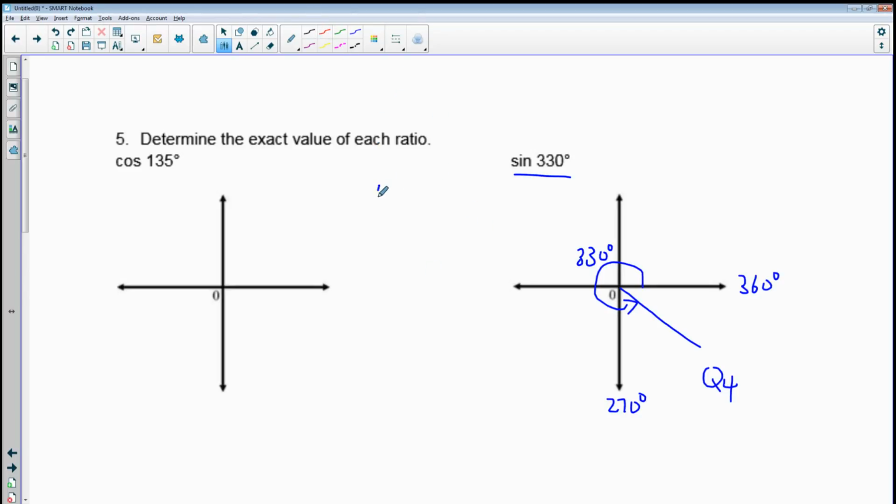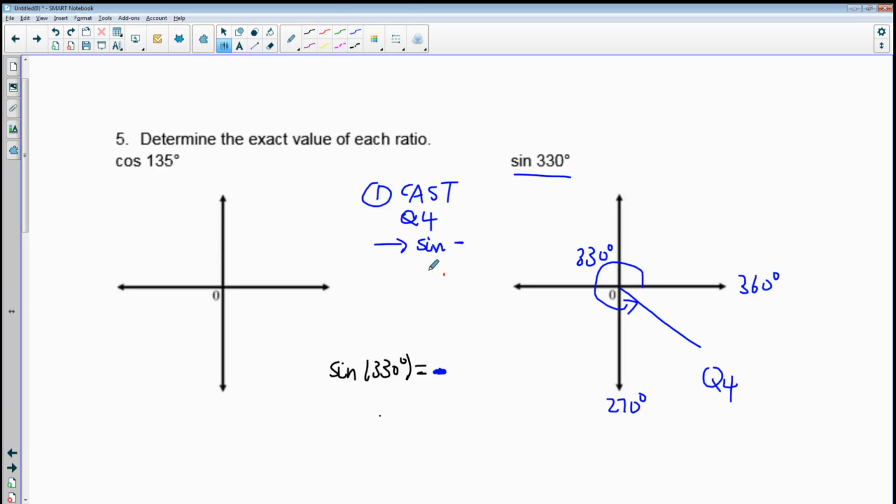All right, so step 1, always determine the sign. So it's using CAST. It's in quadrant 4, so sine is negative. Q4 means sine is negative. So right away, we can determine the answer. I'm going to write the answer in black. So sine of 330 degrees is equal to negative something. Okay, negative something. I'll put that in blue.